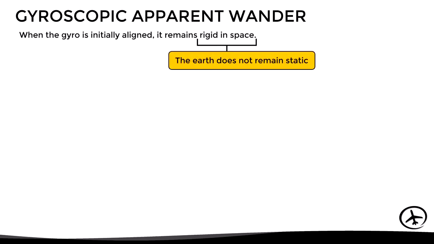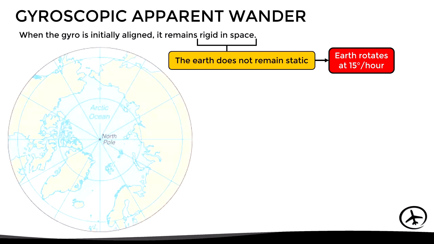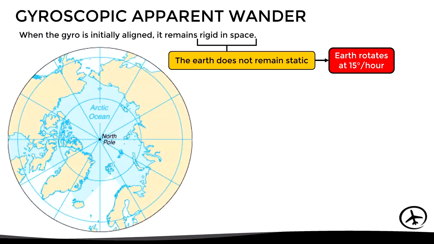As we know, when the gyro starts spinning, it remains rigid in space. However, the Earth does not remain static, it rotates at about 15 degrees per hour. To understand how this affects the gyro, here we have the Earth seen from above. Let's suppose we are at this yellow point, and we align the gyro of the heading indicator in such a way that it points to the north.